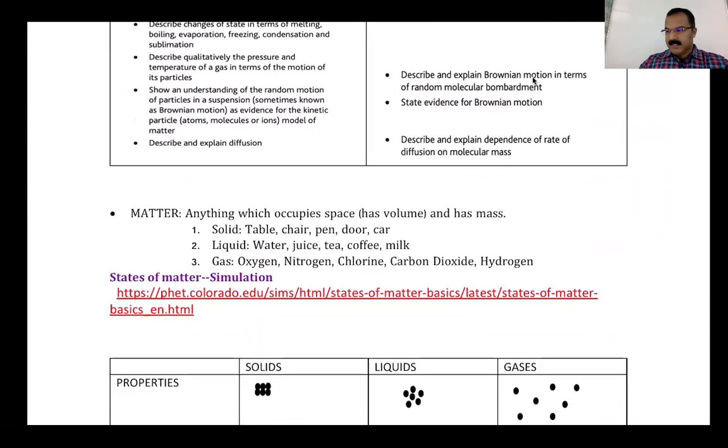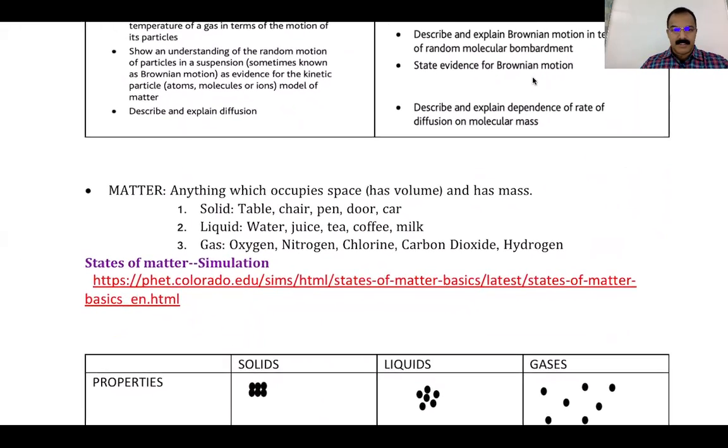Then there is a definition for matter. Matter is anything which occupies space and has mass. If we call something a substance, it should be matter. So matter is anything which occupies space and should have mass. Examples: there are solids and liquids and gases. Examples are given in all three states.